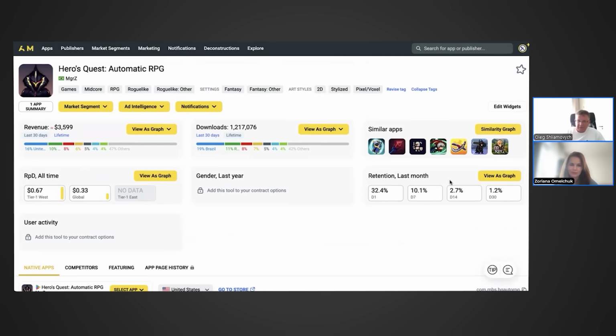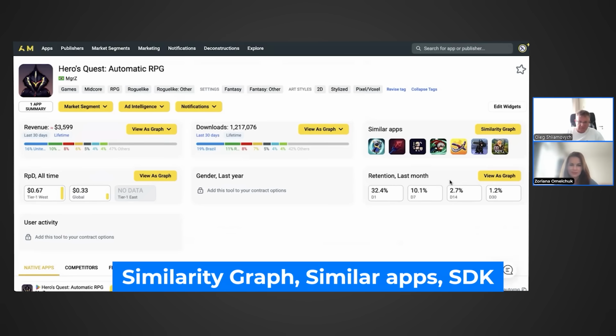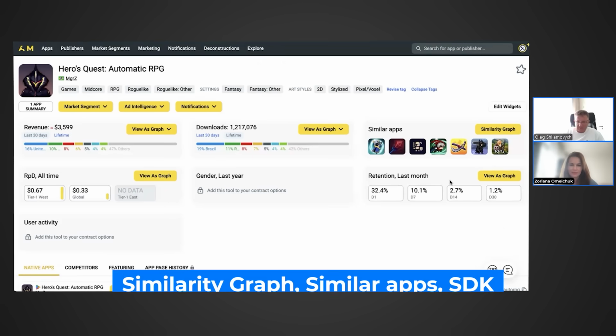Yeah, we just took a brief look around and actually checked out the new features we noticed. That's the similarity graph, similarity apps, and the SDK composition.